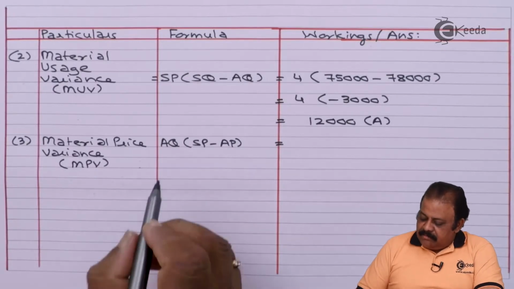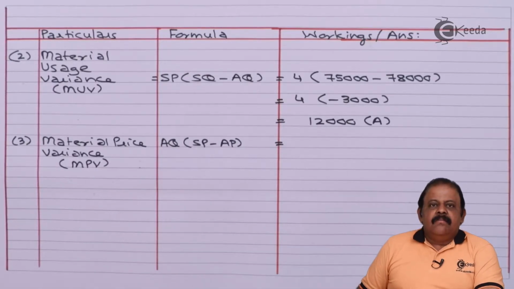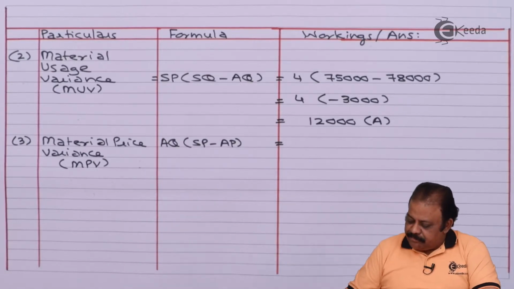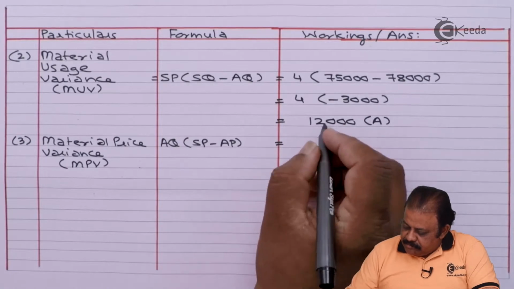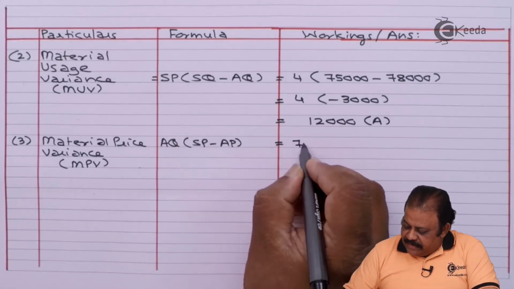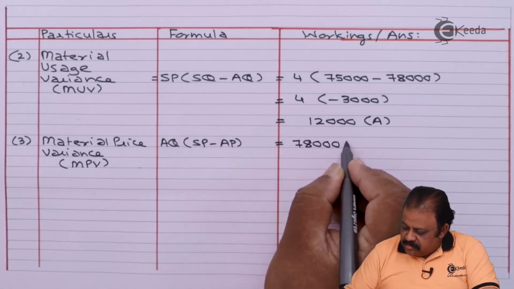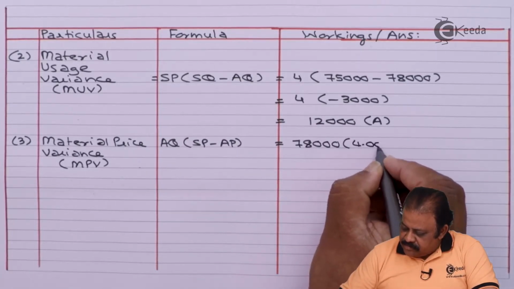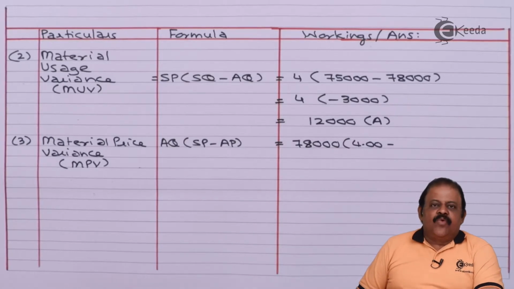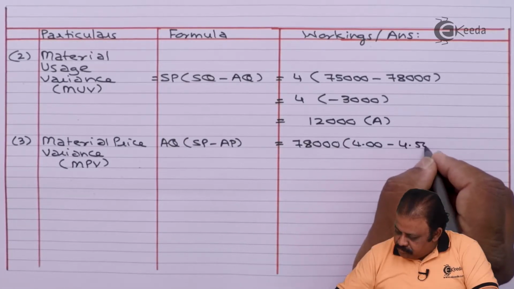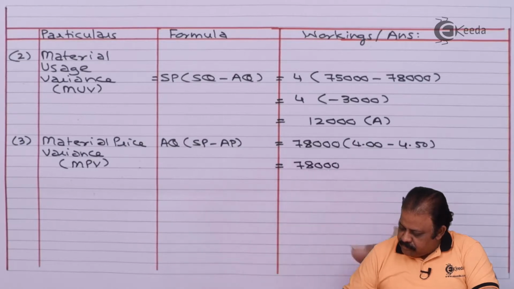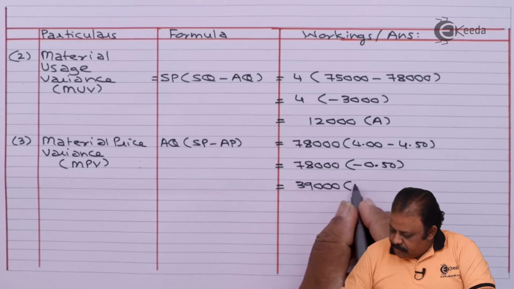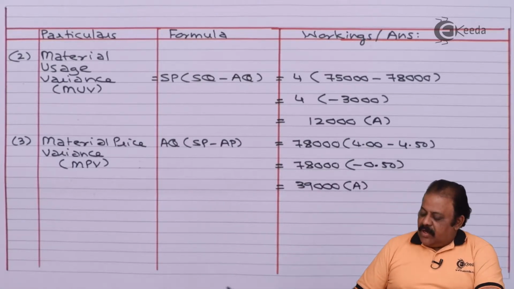Material price variance, actual quantity multiplied by standard price minus actual price. Actual quantity 78,000, standard price 4 rupees, actual price 4 rupees 50 paise. So it is 39,000 adverse.